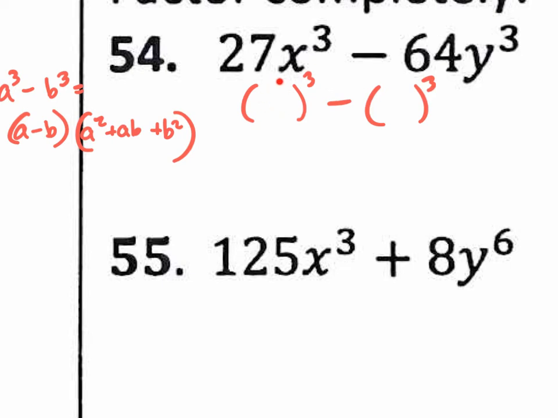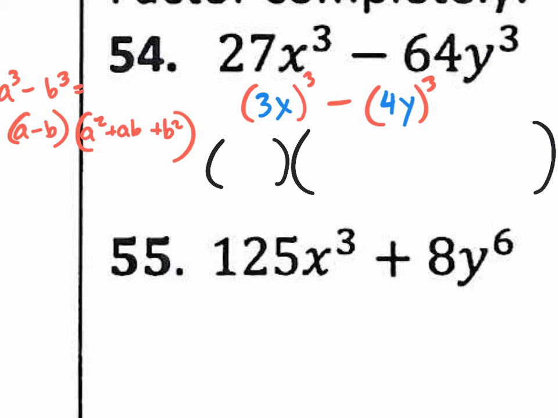What value would be a that if I cubed it, if I multiplied it with itself 3 times, I'd get 27x cubed? What would that be? 3x, right? 3x times 3x times 3x would get you the 27x cubed. And the b value would be what? 4 with a y, right? So we've identified the a and the b. And now that we've identified a and b, we could now plug it into the binomial times the trinomial, okay?